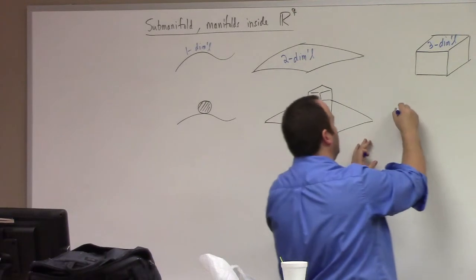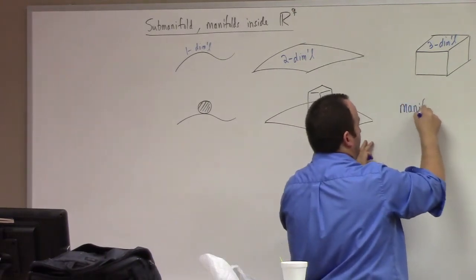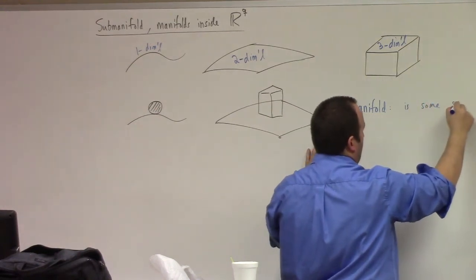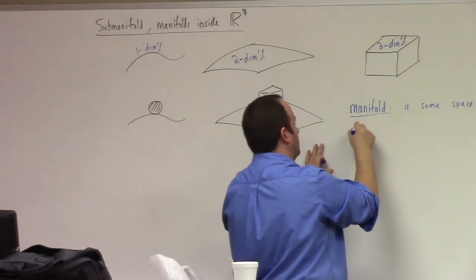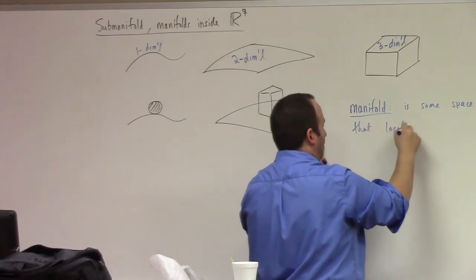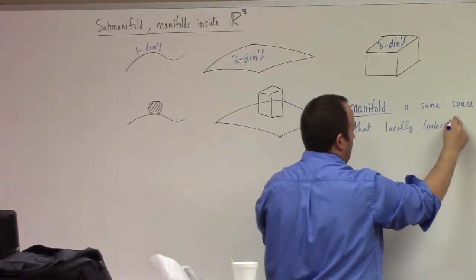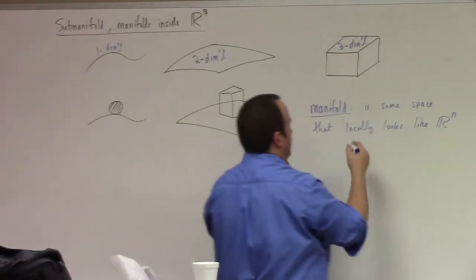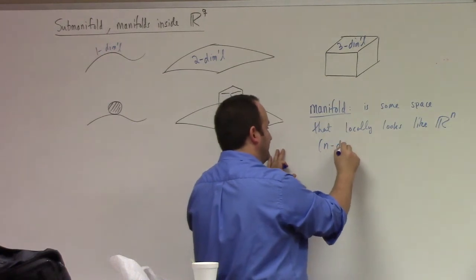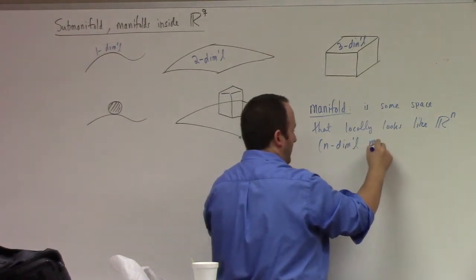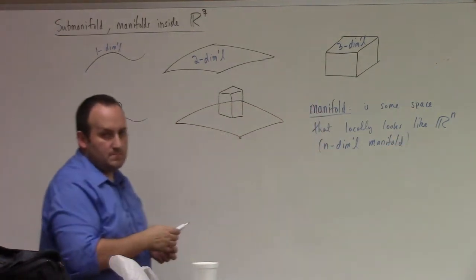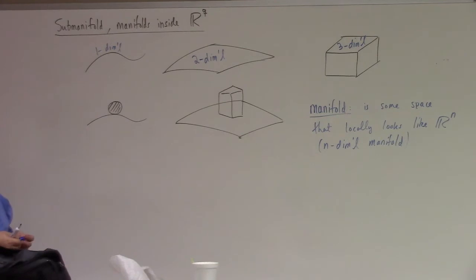A manifold, here's a sort of slogan for it. A manifold is some space that locally looks like Rn. I mean, this is an n-dimensional manifold, right? This is the idea of a manifold. It's some space that locally looks like Rn.